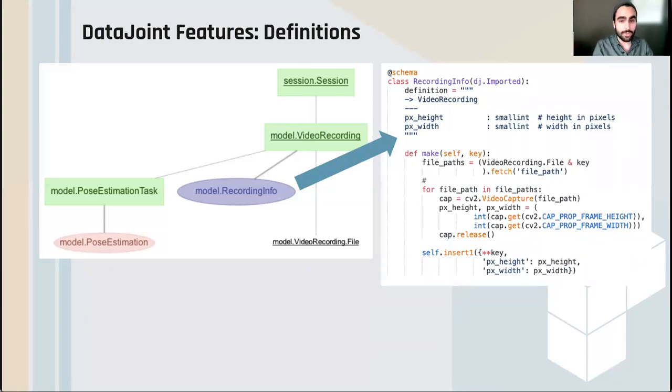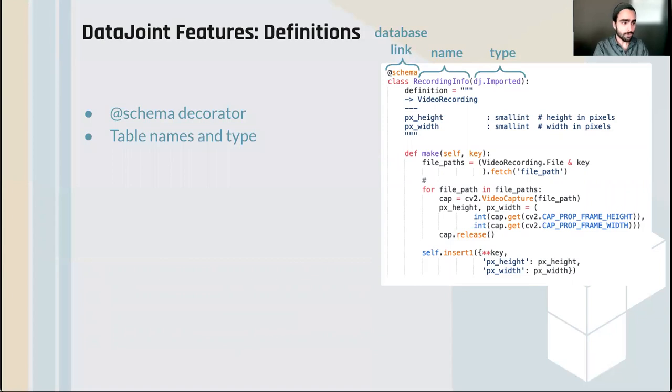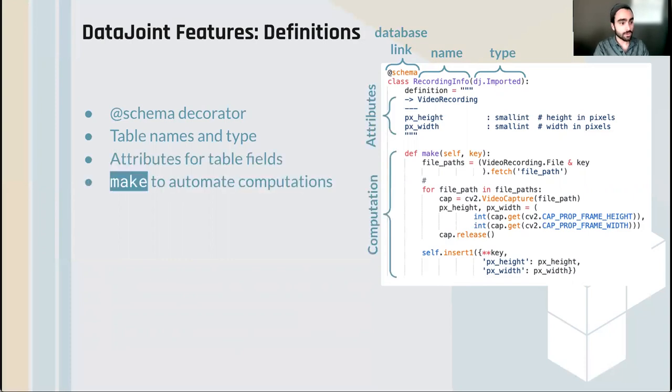So here I have the Python definition of this model recording info table, and I'll walk through each of the steps to define this table entirely. First, at the top, we have this schema decorator as a link to the database. Then we have the table name and table type. As I mentioned before, imported versus computed, manual, part tables. Those are all optional table types. The first section here is the set of attributes that define a table. So your table heading, data types, those things.